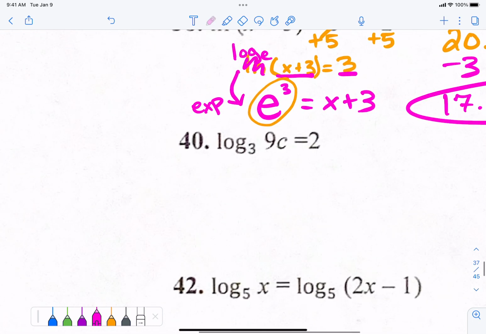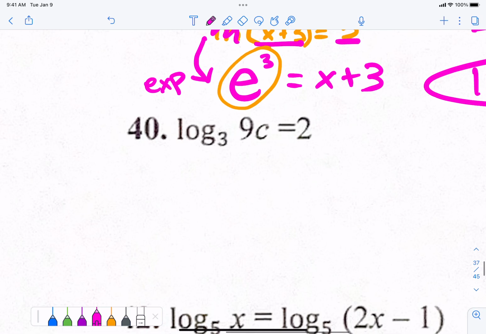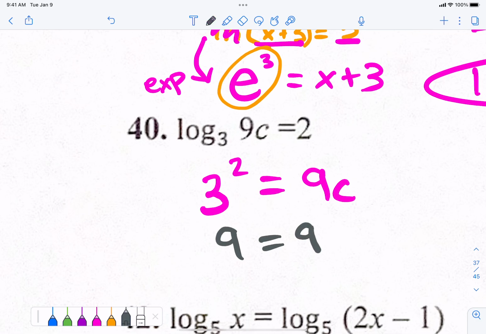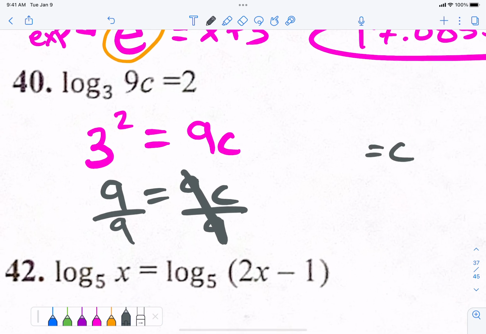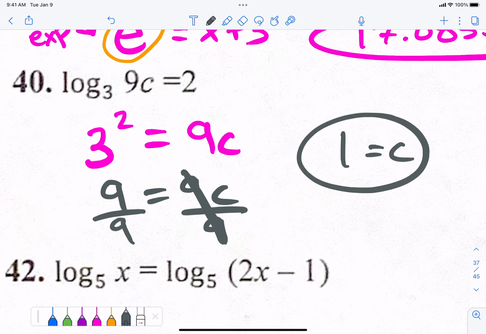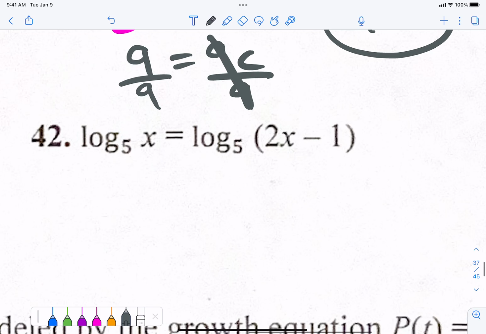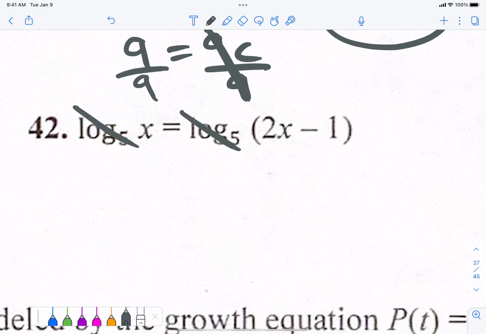So what are you gonna do? Convert it. So 3 to the second power equals 9c. What is 3 to the second power? 9 equals 9c. Then I'm gonna divide the 9 from here over to here. So what's 9 divided by 9? 1. Now number 42. C equals 42. So did you cancel the logs?